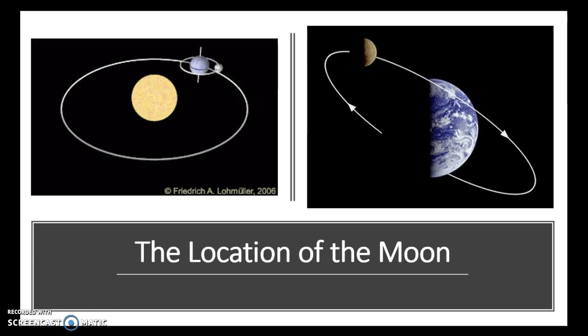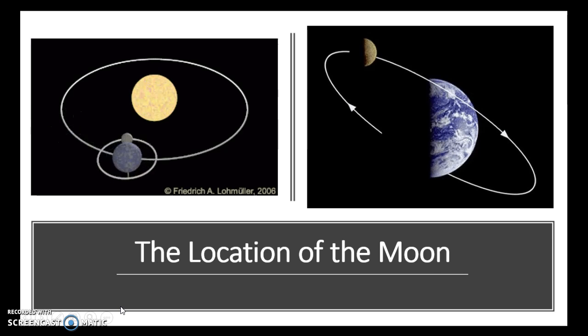So when it comes to the location of the moon, it actually orbits the Earth and rotates at the same time that it revolves around the Earth. So this means that the same hemisphere of the moon will face the Earth at all times. The moon makes one full complete orbit around the Earth in about 27 days.